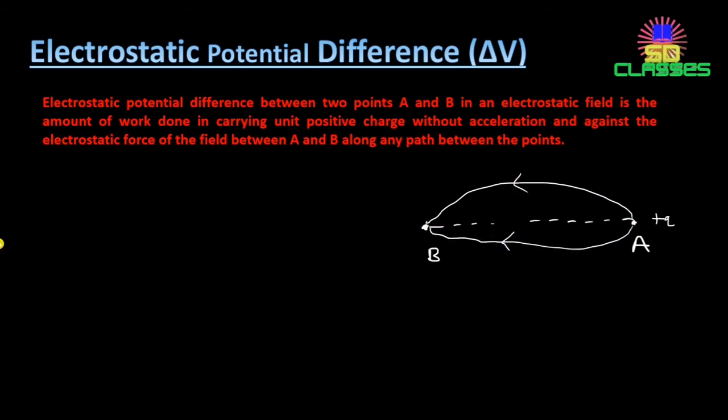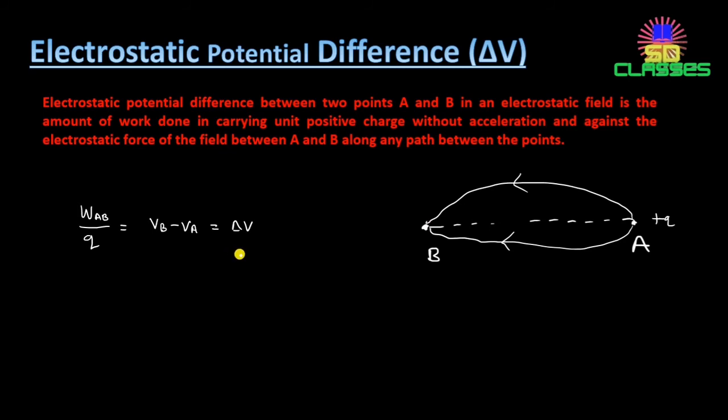So suppose you are bringing a charge from A to B, then the work done to bring the charge per unit charge is equal to your VB minus VA. So this is your potential difference. Okay, so what is potential difference?